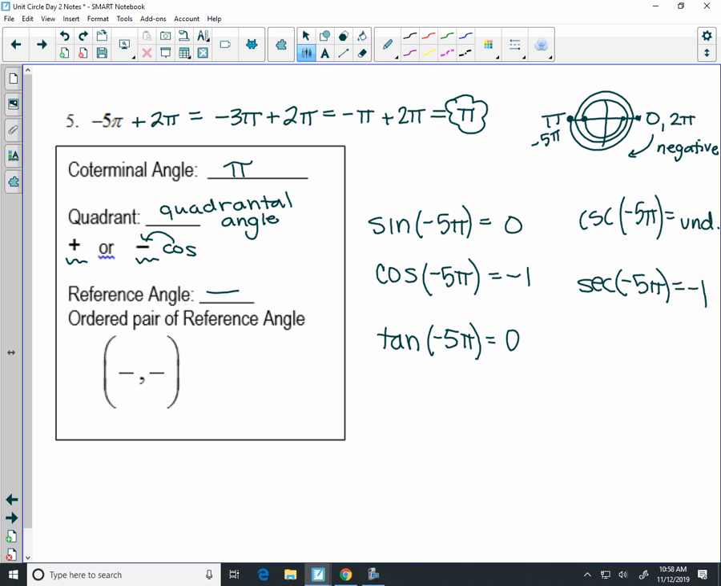And tangent, really, I think is a little easier because you have that ratio that you can be looking at, 0 over negative 1. So cotangent, if tangent is 0, cotangent is going to be undefined.